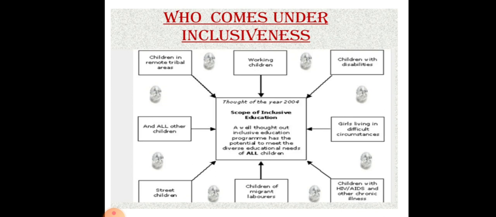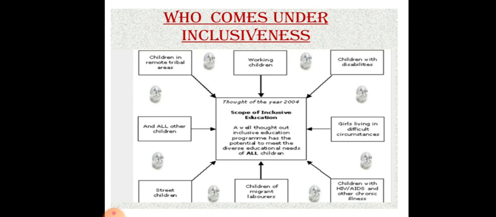So who all comes under this inclusiveness? Like I've told you, children having disability, like they cannot talk, they cannot walk, if they cannot hear properly, if their speech is a little distorted, or they are having speech problems. Other than that, children in remote tribal areas also come under inclusive education. Working children who have no time for studies will also come under inclusive education. Then girls living in difficult circumstances, girls or boys, anyone who is having problems, they come under inclusiveness.